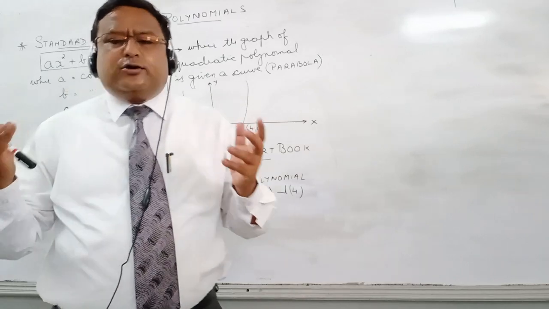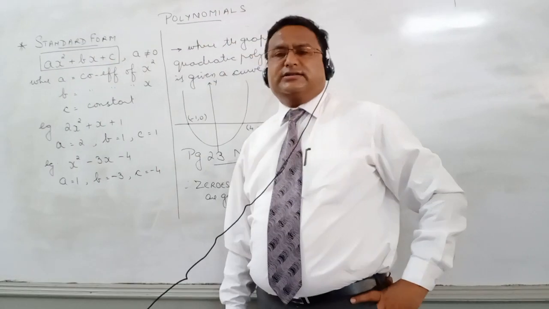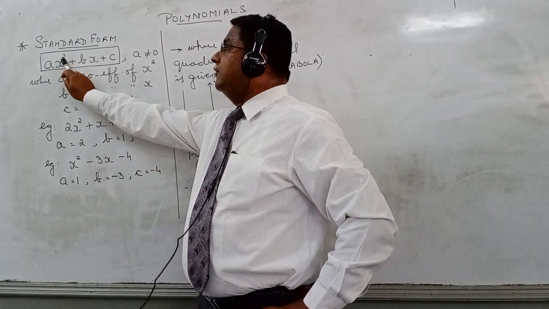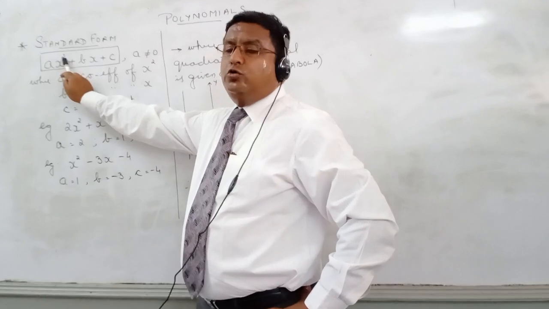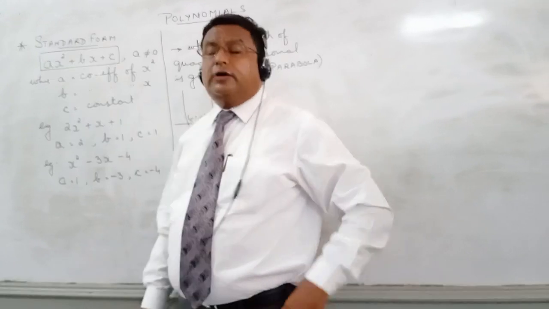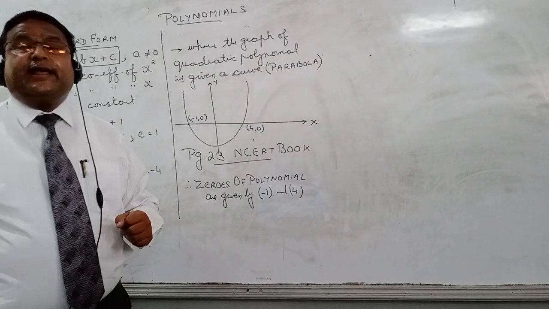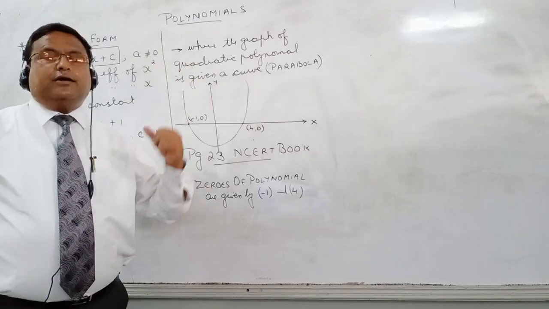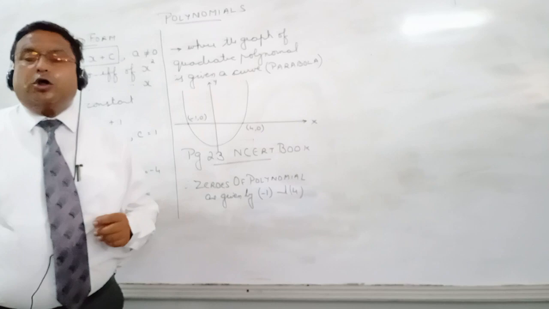Now, how many zeros are there for a quadratic polynomial? We have discussed this in class 9. The number of zeros depend on the degree of the polynomial. How many zeros? 2 zeros. Why? The degree is, sorry, degree is 2. If it is a linear polynomial, degree is 1. If there is a cubic polynomial, degree is 3. So there will be 3 zeros. We are talking about quadratic polynomial. So there are going to be 2 zeros always.